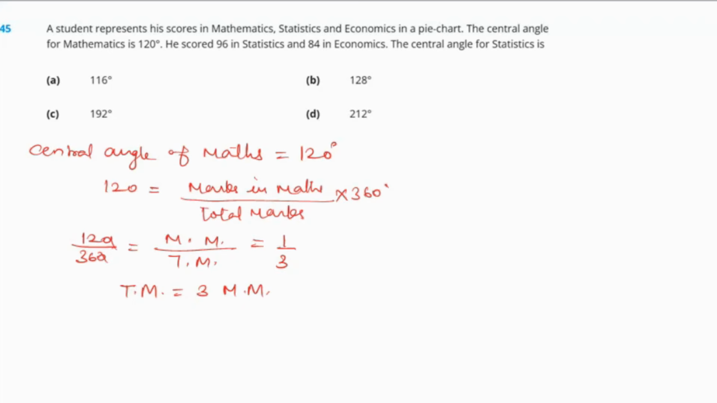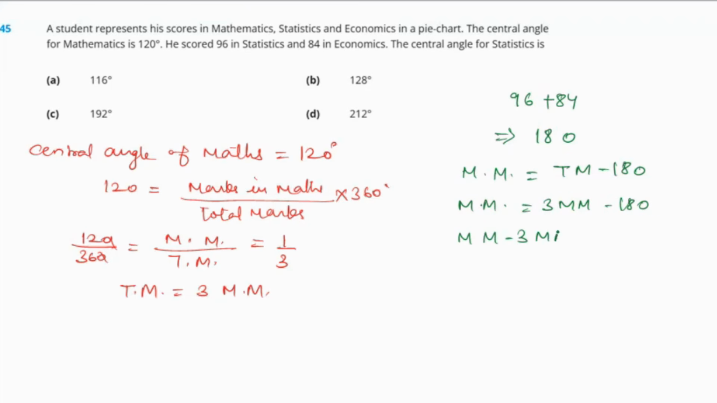Okay, now he scored 96 in statistics and 84 in economics. So when we total them, we are going to get 180. So the marks in mathematics needs to be whatever the total marks minus 180. Okay, that we can do. The marks in mathematics needs to be total marks minus 180. And total marks are what? Thrice of mathematics minus 180. So minus thrice of marks in mathematics is equal to minus 180. So minus 2 times marks in mathematics is equal to minus 180.